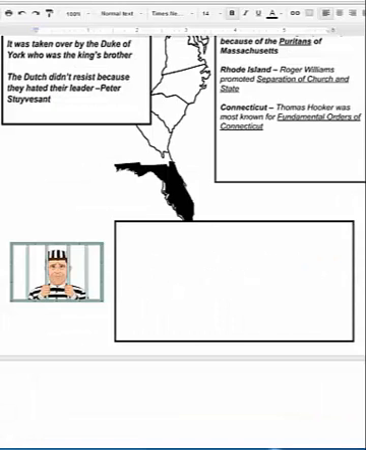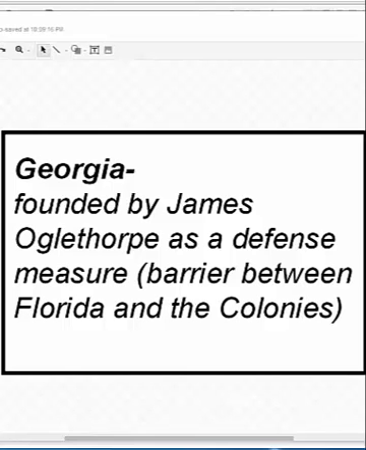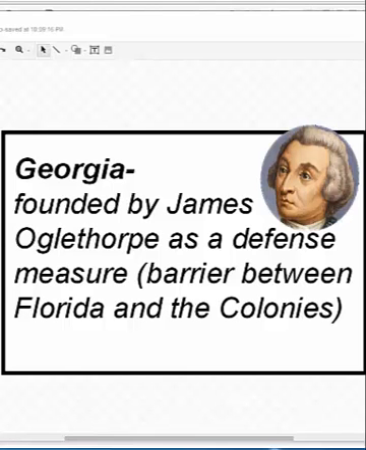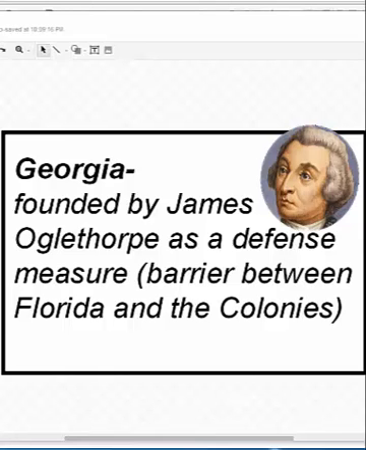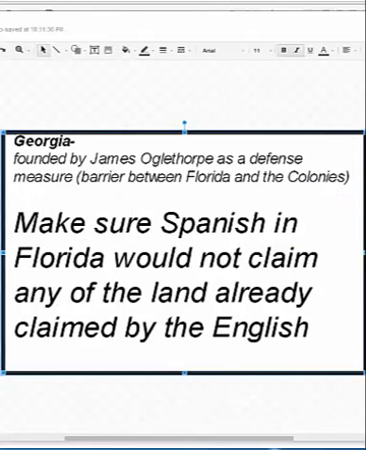Our last important colony that we're going to discuss today is Georgia. Georgia was founded by James Oglethorpe as a defense measure, meaning that they set it up to make sure that there was a barrier between Florida and the colonies. Florida is controlled by the Spanish, or by Spain, and the colonies are controlled by the English or the British. The English set up Georgia to make sure that the Spanish in Florida would not claim any of the land already claimed by the English.